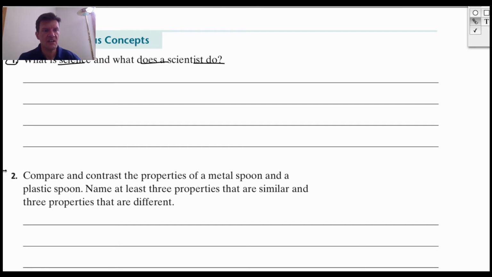In addition, number 2 says compare and contrast the properties of a metal spoon and a plastic spoon. What properties does it have? It could be physical properties or chemical properties if you're aware of those. Name at least 3 properties that are similar and 3 properties that are different. So again, pause, answer those 2 questions in your notebook or piece of paper, and then restart this video.